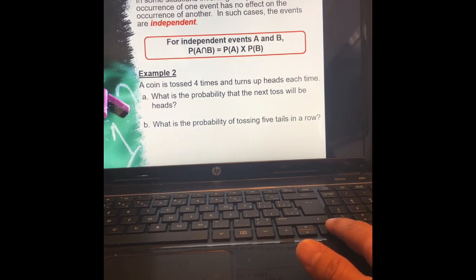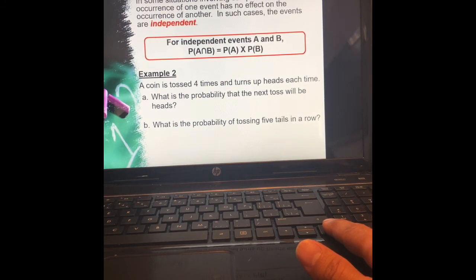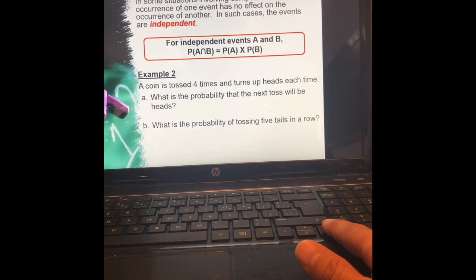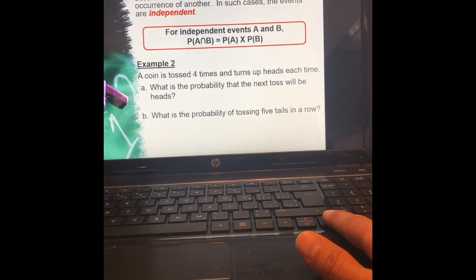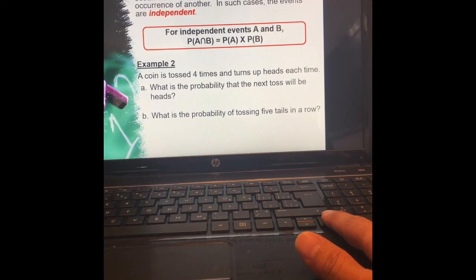So, a coin is tossed 4 times and turns up heads each time. What's the probability the next toss will be heads? Well, the previous tosses don't indicate anything. The next toss is a 50% chance, or 1 out of 2, that it is heads.